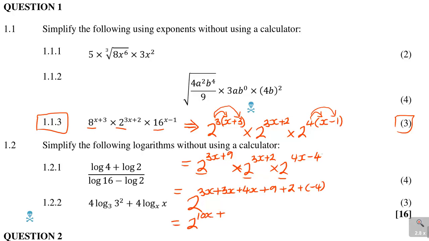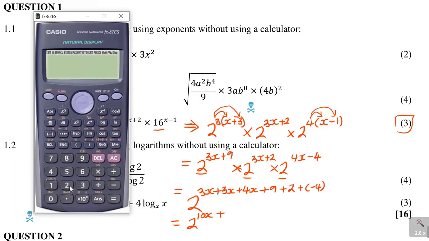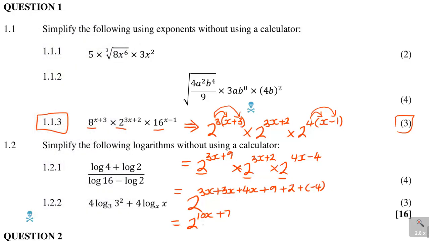plus, then I've got 9 plus 2 and minus 4. What does it give me? It is 9 plus 2 minus 4. It gives me a 7. So it's 10x plus 7. So this is the final answer. You get your 3 marks for that. It's simplified.